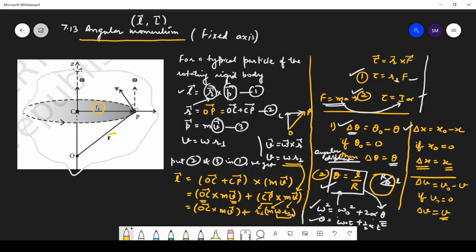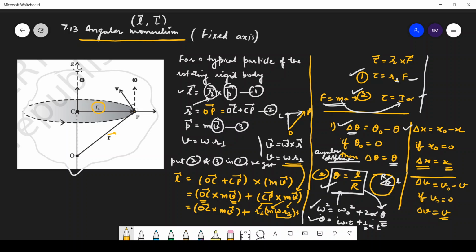Now this is a vector, the cross product is a vector, so we need to write the direction also here. We cannot write simply the magnitude. So what's the angle, and then sine theta. What is the angle between Cp and V? I've just discussed that Cp is the radial distance and V is tangential. So tangential and radial angle is 90 degrees. So here sine 90 is equal to 1.